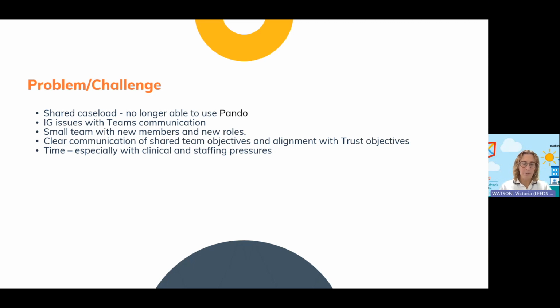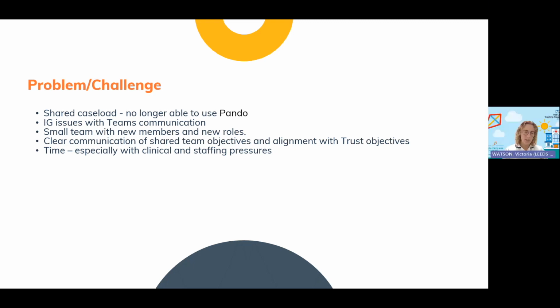It was lots of positives, but there were challenges that came with that, and it was felt that day-to-day communication regarding caseload allocation was one. We had been using Pando previously, and we're no longer allowed to use that. So it was trying to work out what we can do as a team in terms of working with the increase in size, new roles, and developing better daily communication across the team. Now there was more of us and we were working in different ways, so how to look at clearer communication and developing more shared objectives and aligning more with the trust objectives as well.